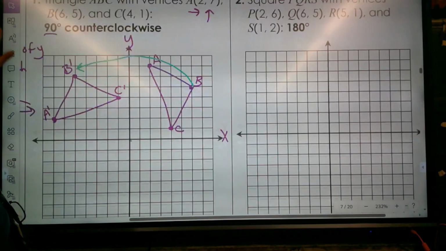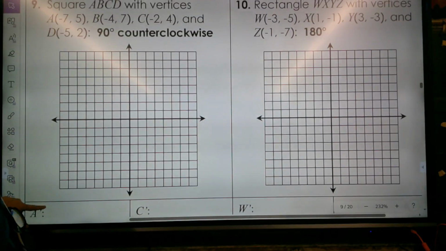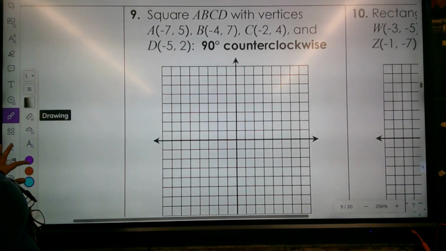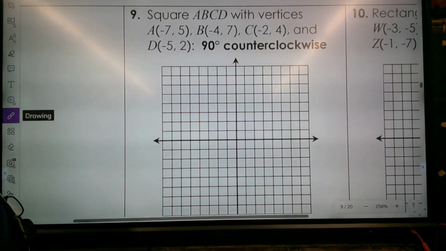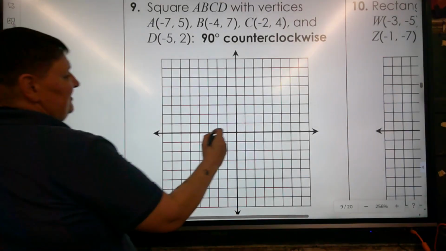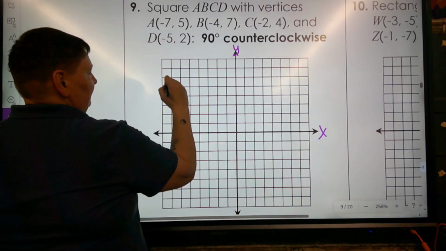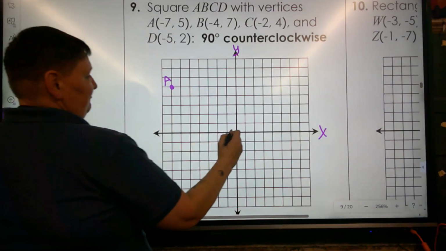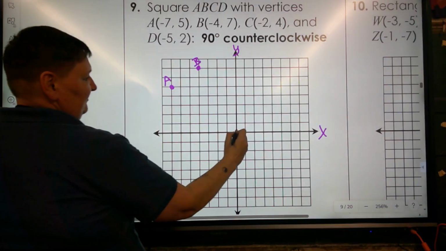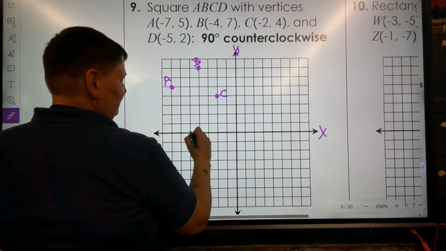All right, so let's go down to number 9. We're going 90 degrees counterclockwise, and we're making a square. So first things first, pre-image. A is -7, 5. B is -4, 7. C is -2, 4. And D is -5, 2.